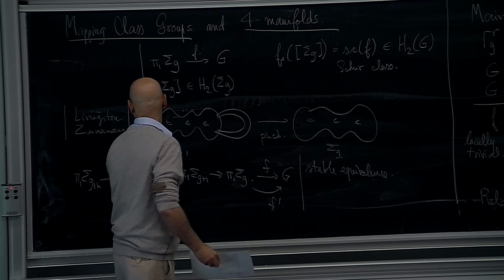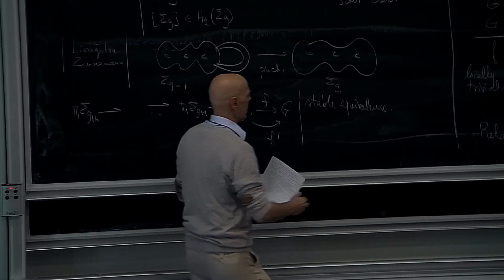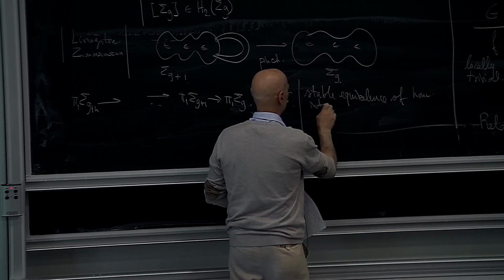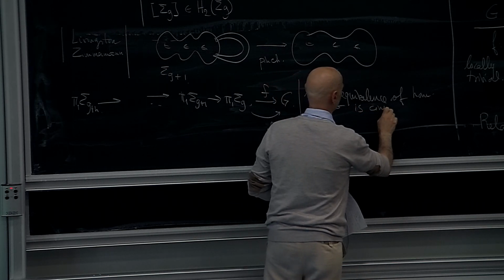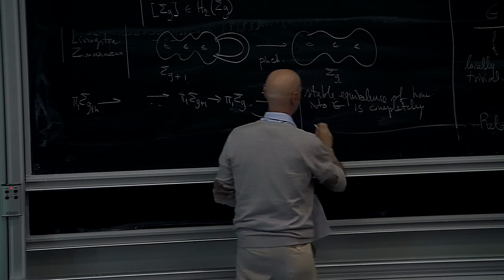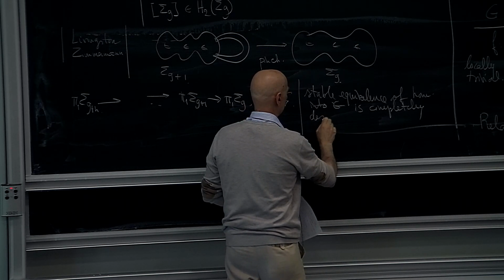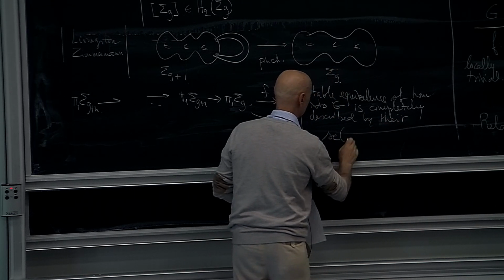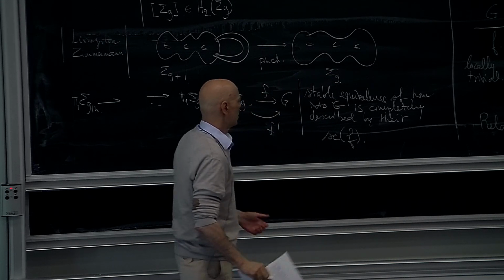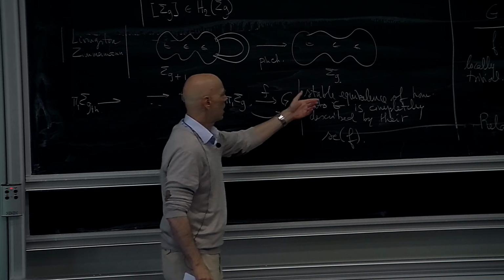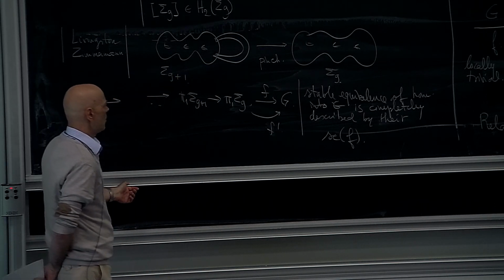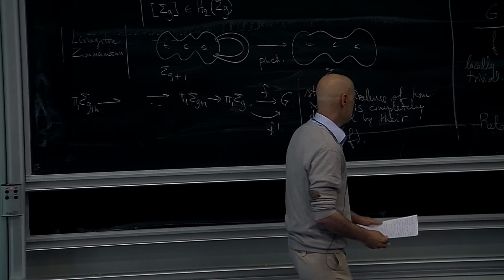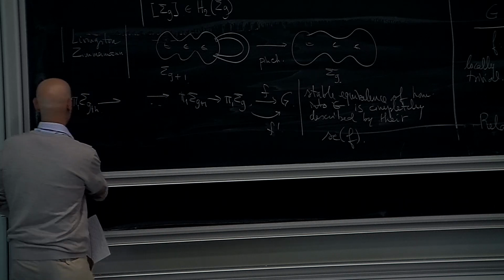The theorem proved by Zimmermann and Livingston says that stable equivalence of homomorphisms into G is completely described by their Schur classes. So the Schur class of a homomorphism determines exactly when two such homomorphisms are equivalent up to stabilization. This was made even more precise in the case when G is finite.